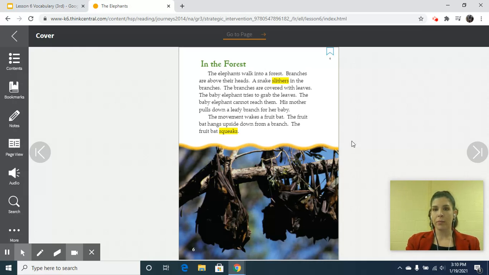So here we go. The baby elephant tries to grab the leaves. So he's trying to grab them. The baby elephant cannot reach them. His mother pulls down a leafy branch, so she gets one and she pulls it down for him. The movement wakes a fruit bat. Ooh, here we go. The fruit bat hangs upside down from a branch. The fruit bat squeaks. I wonder what's going to happen.